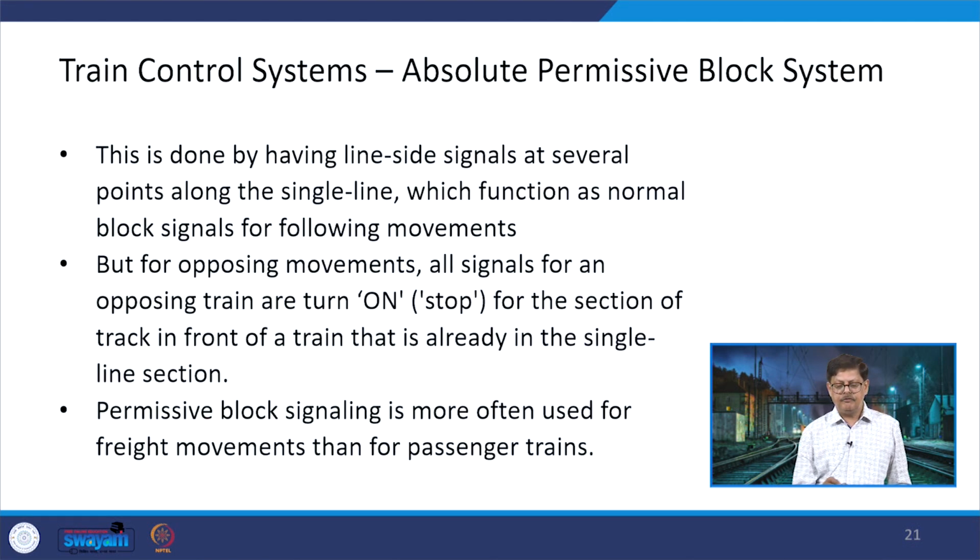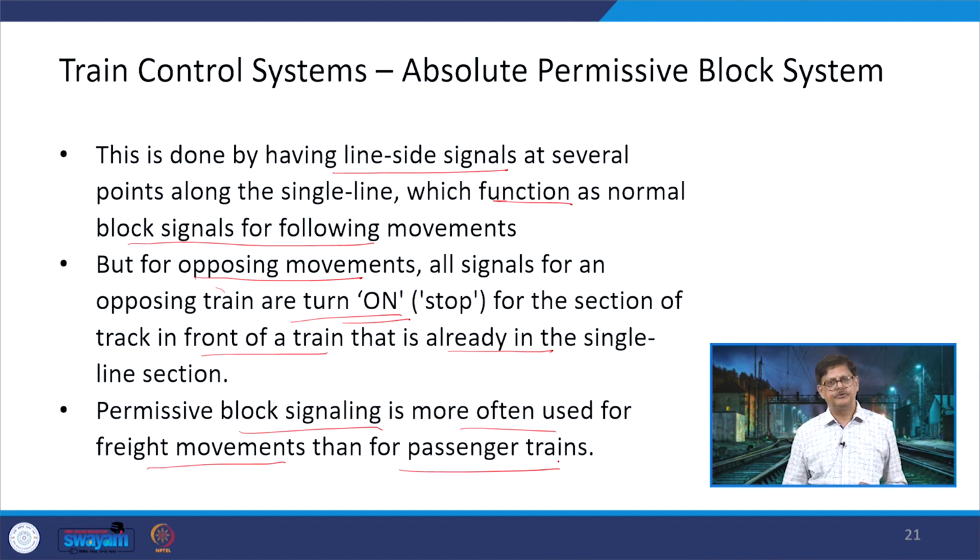Now, this is done by having the line side signals at several locations along the single line, which function as the normal block signals for the following movements. That means the train which is coming from the backside and is following this train. But for opposing movements, all the signals for the opposing train are turned on, that is stop, for the section of the track in front of a train that is already being used on a single line section. This permissive block signal is more often used for freight movements than for passenger trains.